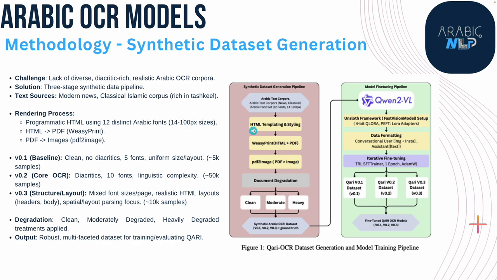So we started with text from two sources, mainly Islamic texts and news articles. Of course, they have different fonts, diacritics, and other styles. We used code to turn the text into images, like scanned documents. Then we used HTML to control the layout. We chose 12 different Arabic fonts and different font sizes.